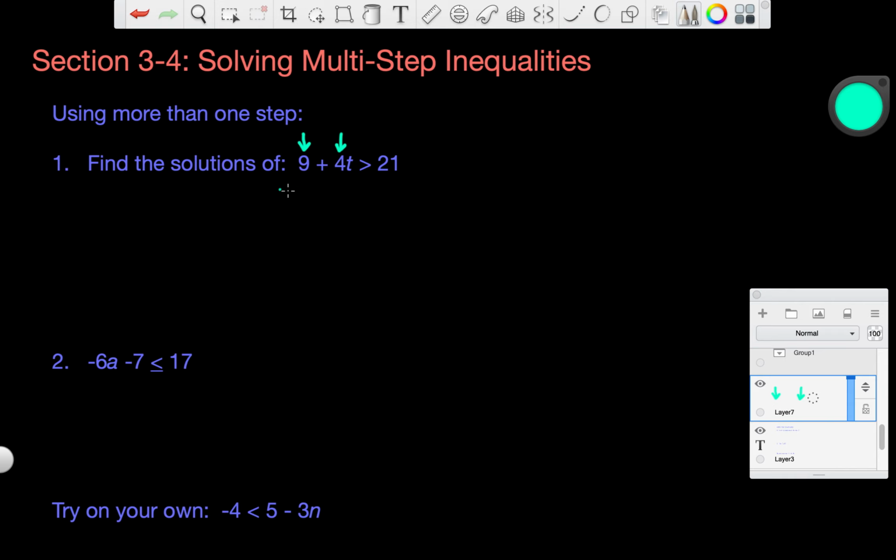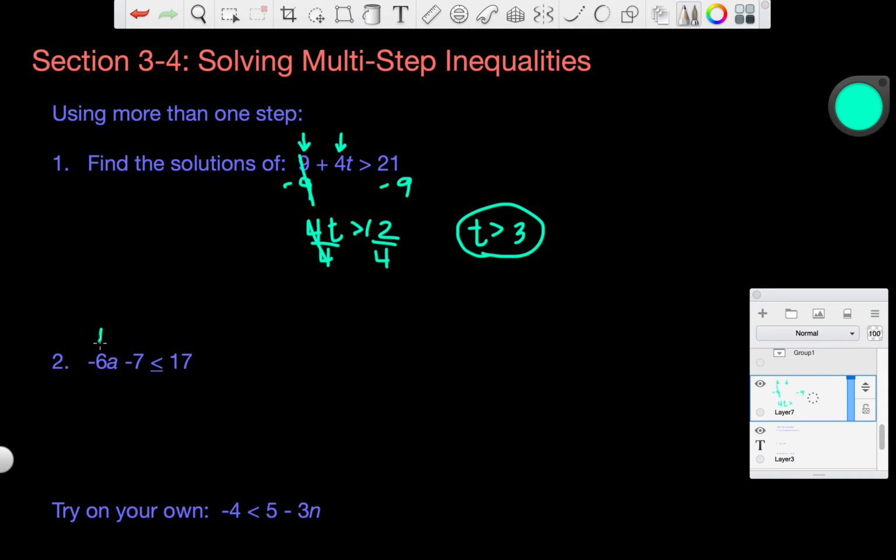Now, my 9 is positive, it's not negative, so I'm going to use the inverse operation and subtract it from both sides. So we become left with 4t is greater than 21 minus 9, and that gives me a 12. So here we go, 21 minus 9 is 12. And now I need to move this 4 to the other side. My 4 and my t are sandwiched together through multiplication, so I need to use division to get it to the other side, which means that t is greater than 3. And we're done.